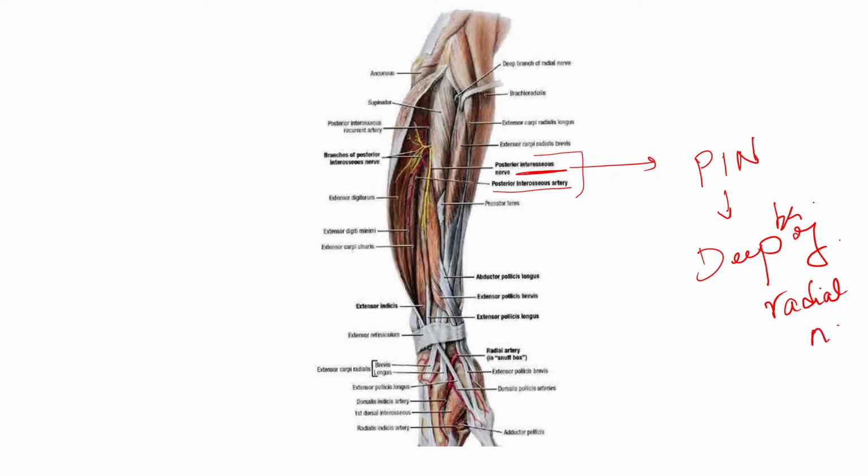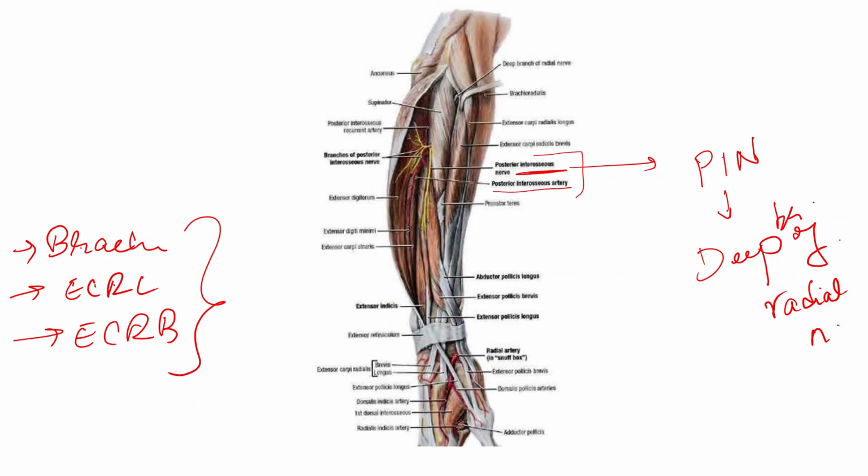So this posterior interosseous nerve supplies all the muscles of the extensor group except three muscles, that is the brachioradialis, the extensor carpi radialis longus and the extensor carpi radialis brevis. These three muscles are supplied by the direct branches of the radial nerve. So this is about the nerve supply.